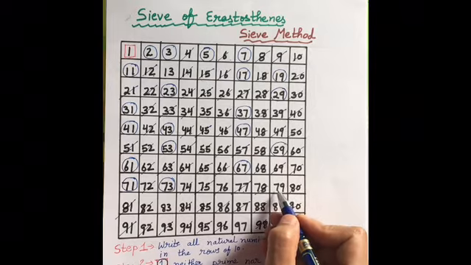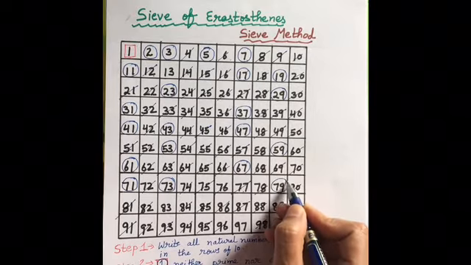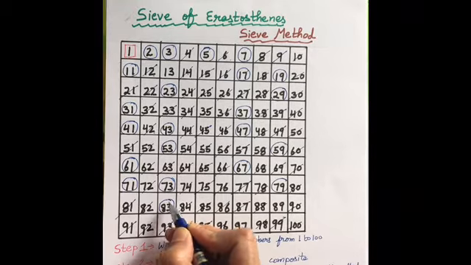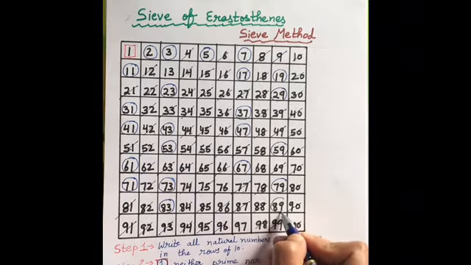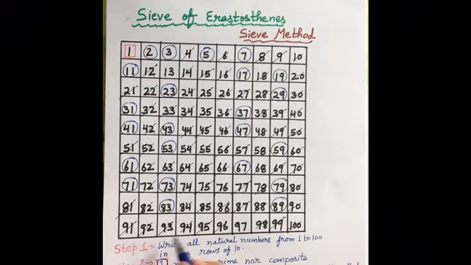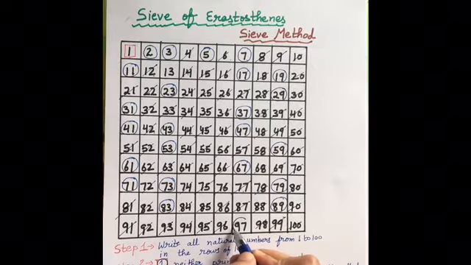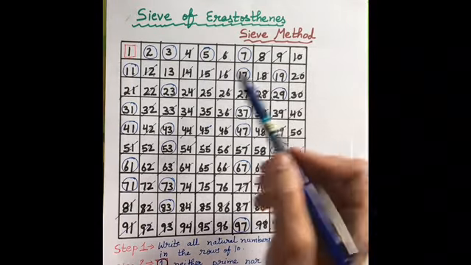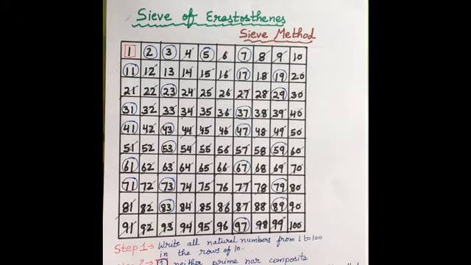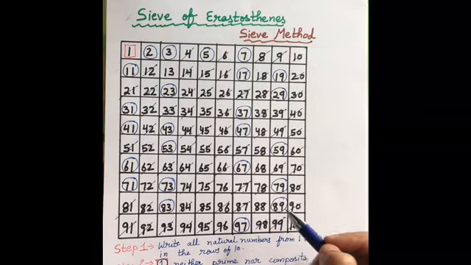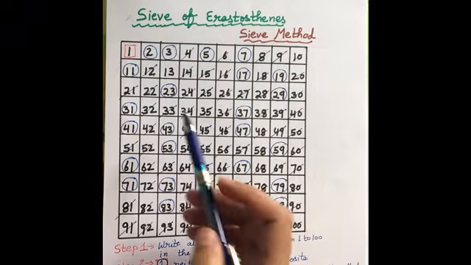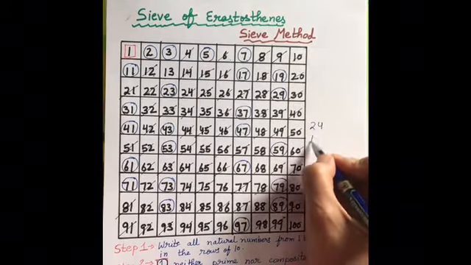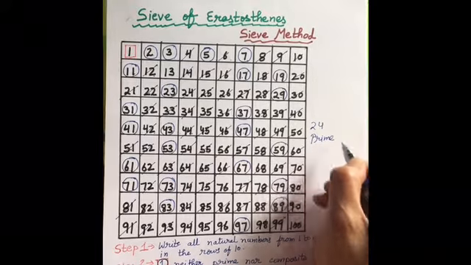What is left? 79 is a prime number. Of the rest, 83 is a prime number. 89 is a prime number, and whatever is left we are going to take up. 97 is a prime number. Fine. So these are the prime numbers we have marked, less than 100. So how many are they? In total there are 24 prime numbers.